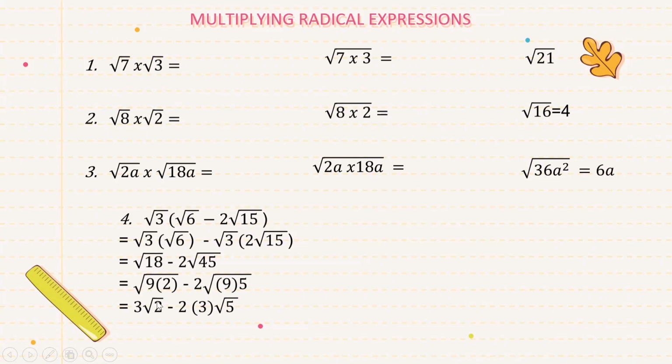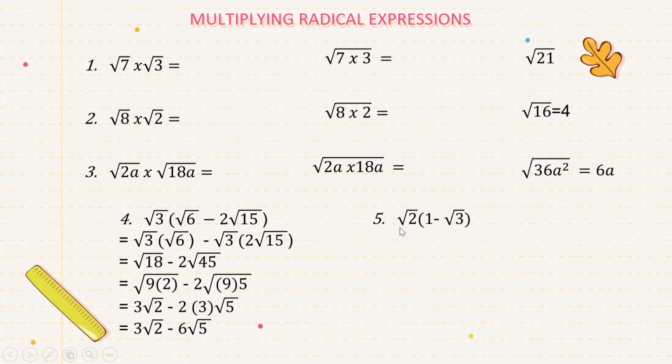Tapos, square root of 2, kasi hindi naman na natin pwedeng kunin yung square root of 2. Minus 2 times 3. Bakit siya merong times 3? Because the square root of 9 is 3, kaya natin siya ilalabas. Tapos, square root of 5, yung natira sa loob ng radical sign. So, i-multiply natin yung 2 times 3. Our final answer would be 3 square root of 2 minus 6 square root of 5.